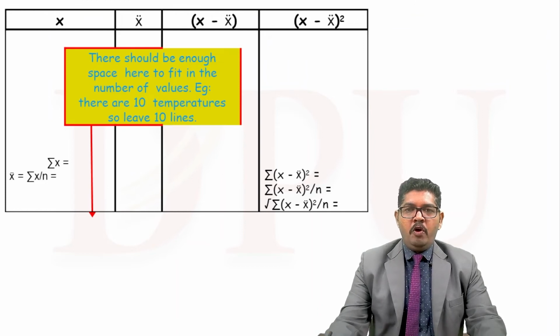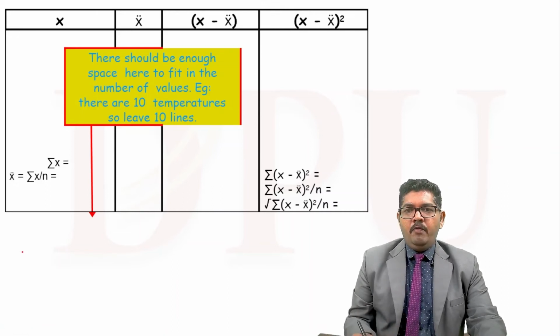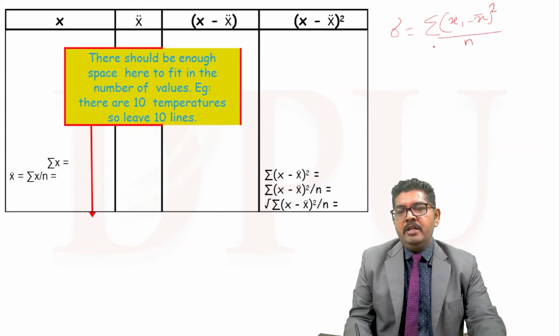Why do we have to form this table? Because first of all we need to write down the formula. So let me write down the formula for standard deviation. Standard deviation, denoted by sigma, is equal to the summation of square deviation, xi minus x bar, these are the square deviations, summation of this square deviation divided by n, where n is the number of observations, and then the root of this.